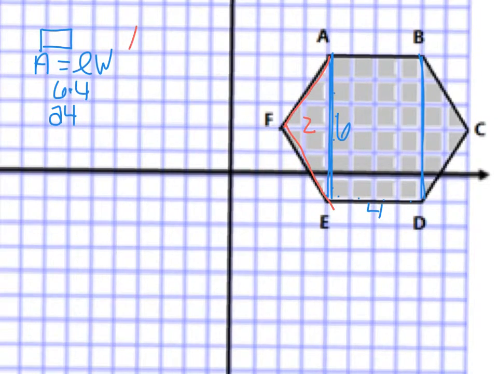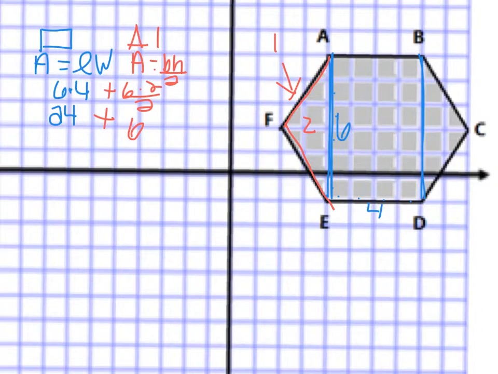So triangle 1, the area is base times height divided by 2. So 6 times 2 divided by 2, which is 6. So 12 divided by 2. And I'm adding that to my original.